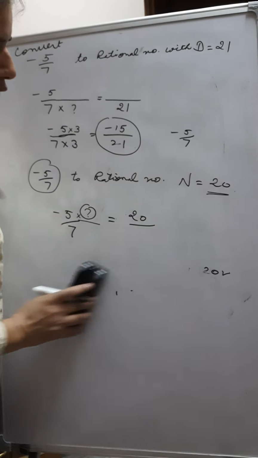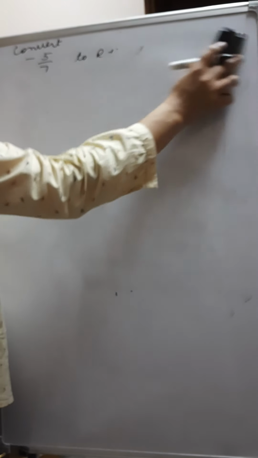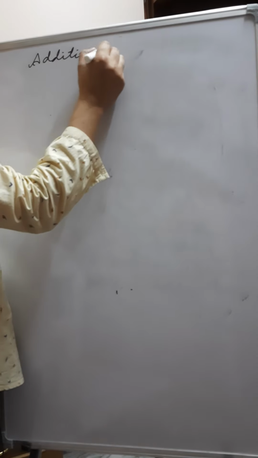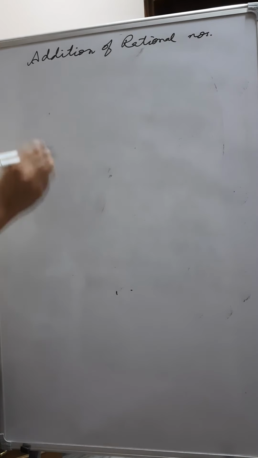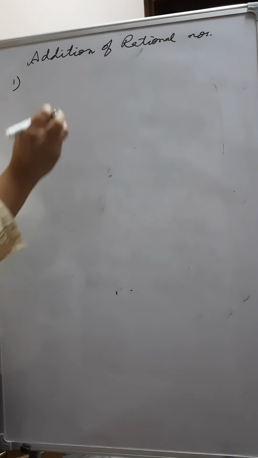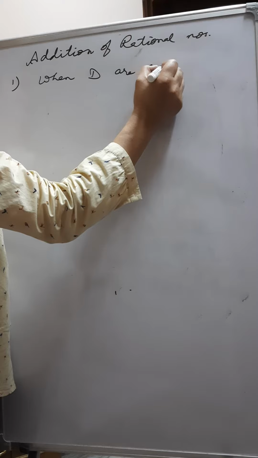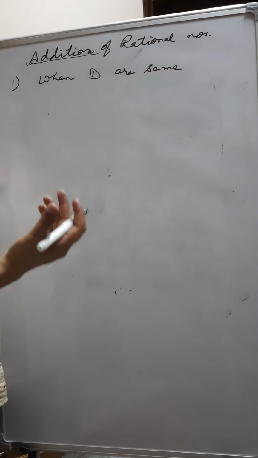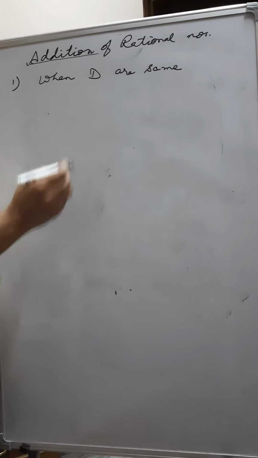Now, some operations on rational numbers. The first one is the addition of rational numbers. In the first type, the denominators are the same. Addition of rational numbers, the first type is when the denominators are the same. Just like fractions, you can go on, but keep the signs in mind.